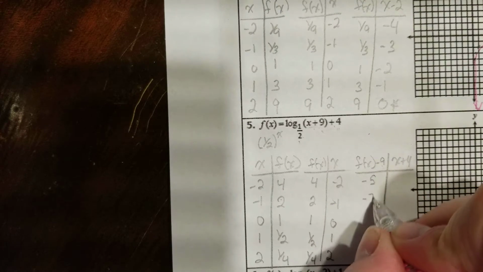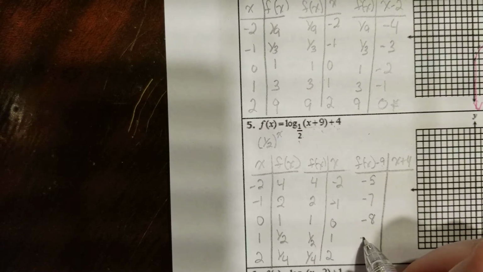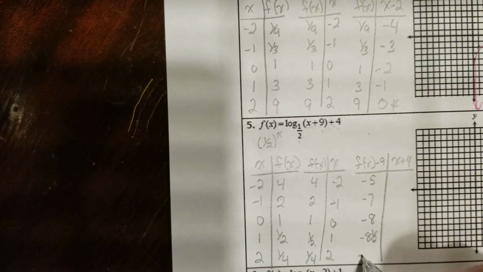So 4 minus 9 is negative 5. 2 minus 9 is negative 7. 1 minus 9 is negative 8. And 1/2 minus 9 is negative 8.5. 1/4 minus 9 is negative 8 3/4.